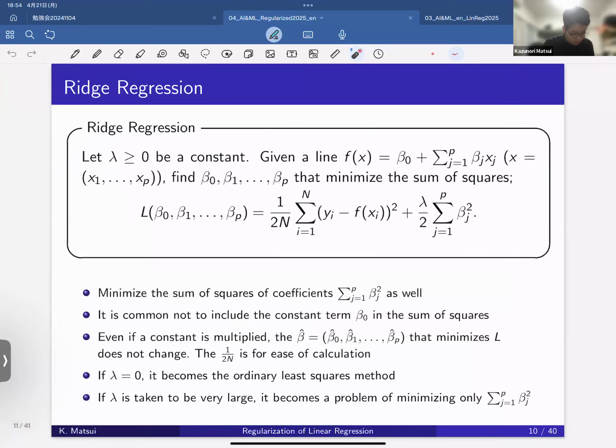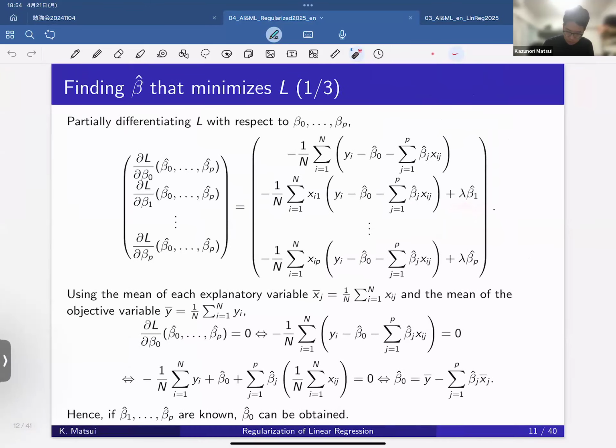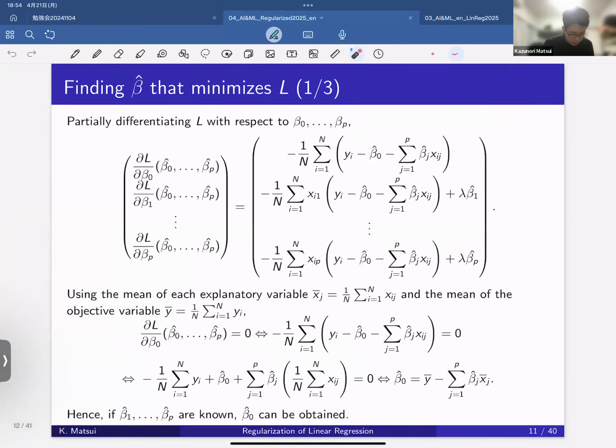The partial derivative with respect to beta 1 is the same as in the ordinary least squares method at first. But because of the regularization term, we get lambda beta 1 from here. So the partial derivative with respect to beta p also takes a similar form.